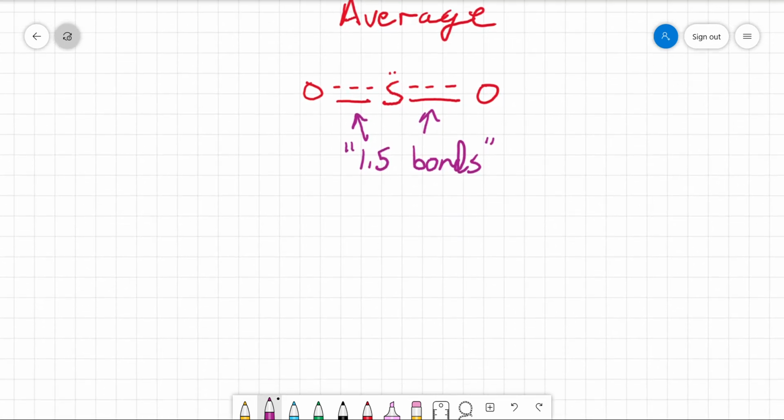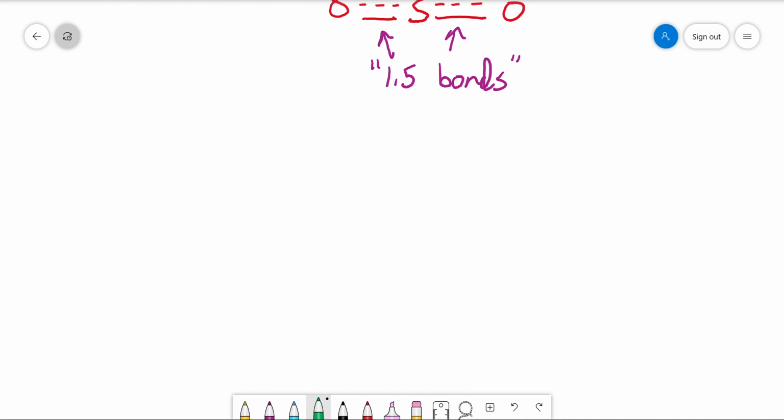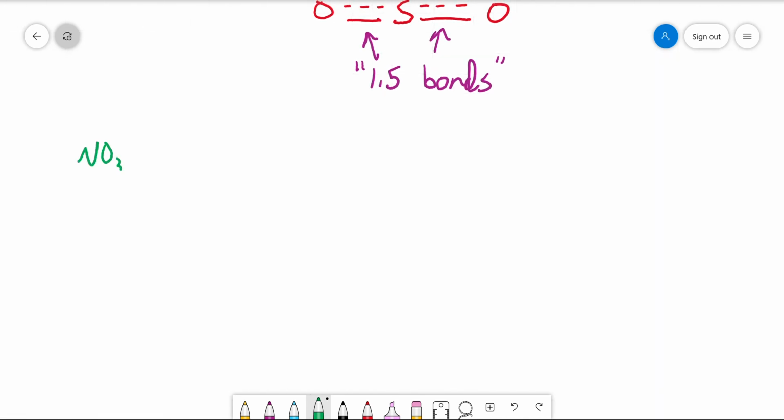So now I want you guys to do the same thing for NO3. So let me get you started. Or actually, if you would prefer, just pause the video now and do the Lewis structure for NO3 and do all of the resonance structures. There will be 3 structures in total.